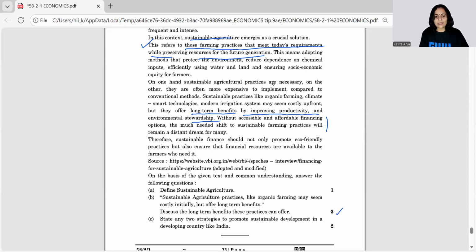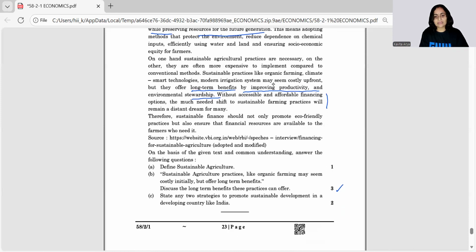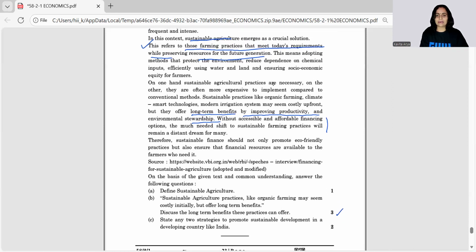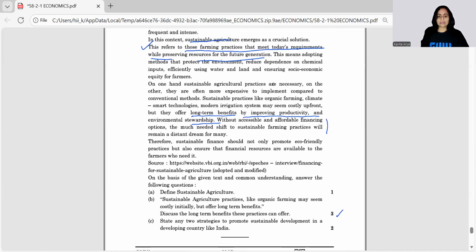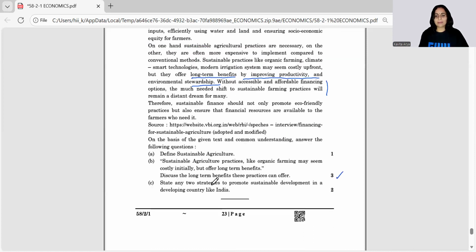State any two strategies to promote sustainable development in a developing country like India. So if we advise going for non-conventional resources of production like solar energy, wind energy, tidal energy, hydro energy, these are some suggestions for developing countries like India to promote sustainable development.